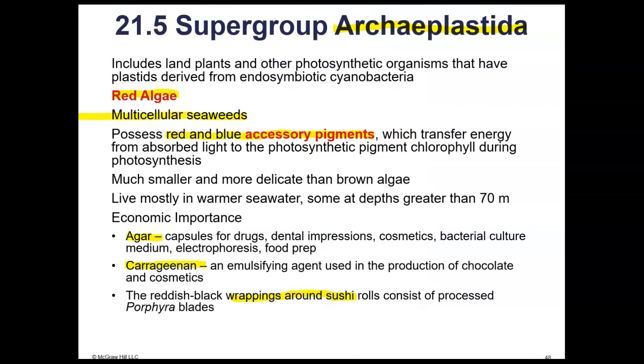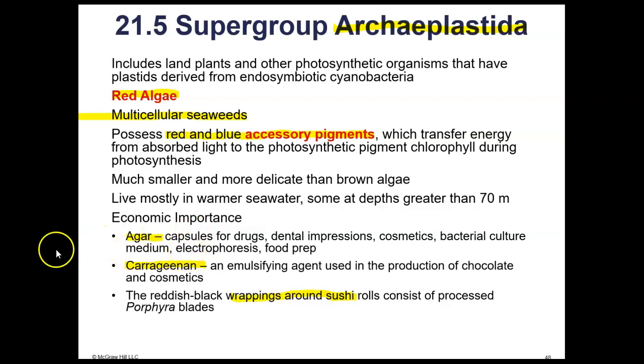Then we're going to move to the supergroup Archaeoplastida, which consists of two groups of algae, the red algae and the green algae. Red algae is most commonly what we find with our multicellular seaweeds. They do have red and blue accessory pigments. So not only green, but red and blue. They are important economically because they produce agar. If you remember, we use an agarose gel in our petri dishes to grow our bacteria on.